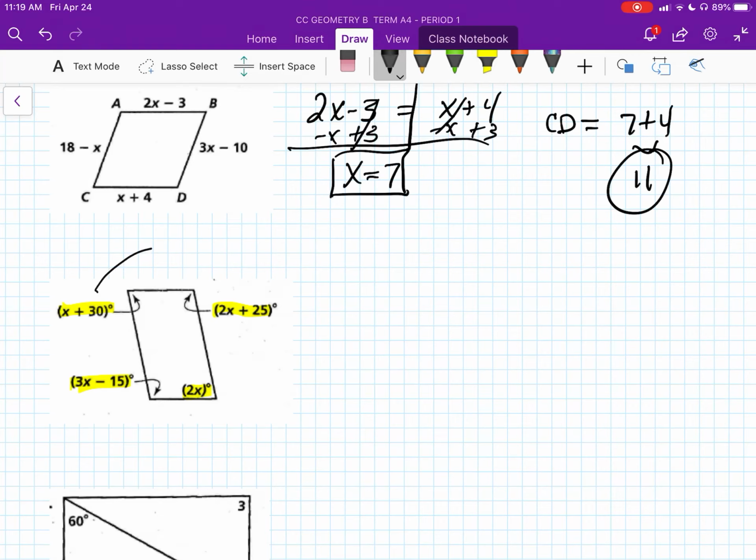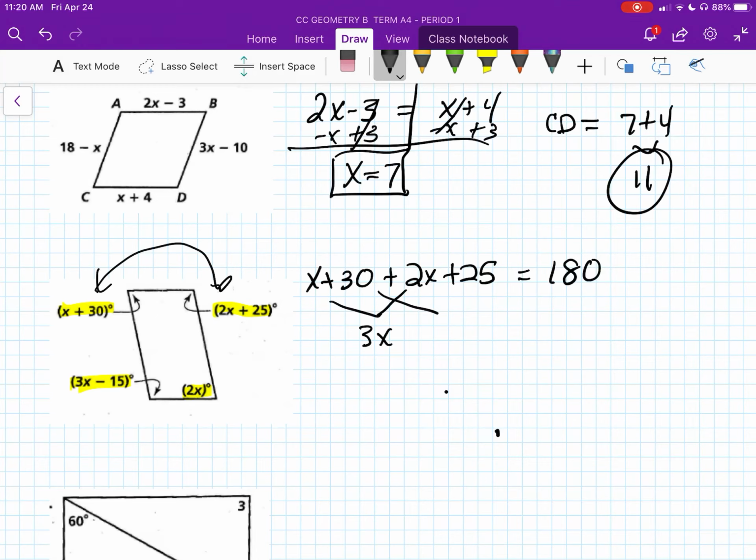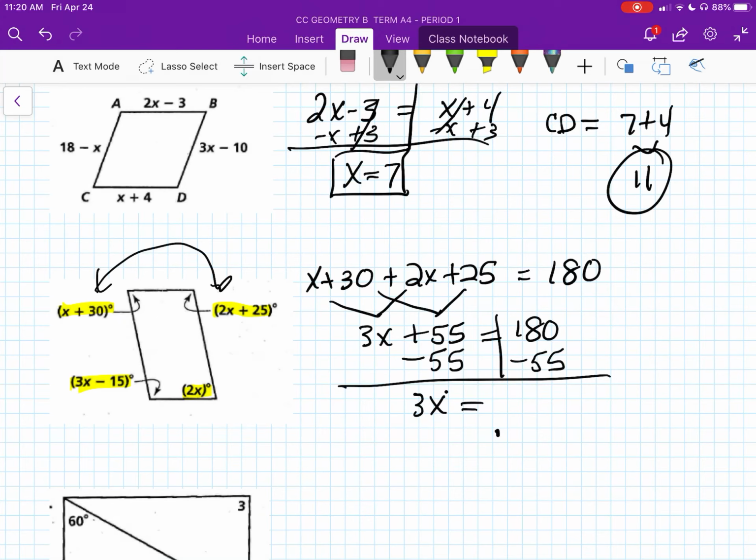So we're just going to add these 2 together to get 180, because these 2 angles have to add up to 180. So let's say that x plus 30 plus 2x plus 25 equals 180. I'll do both of them. And since we have x on the same side, we're going to combine these terms. I'm going to combine this. This is some good review for algebra, since you're all going to Algebra 2 next year. And if we subtract 55 from 180, what do we get? 125.